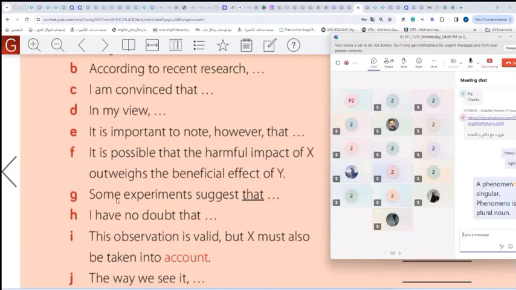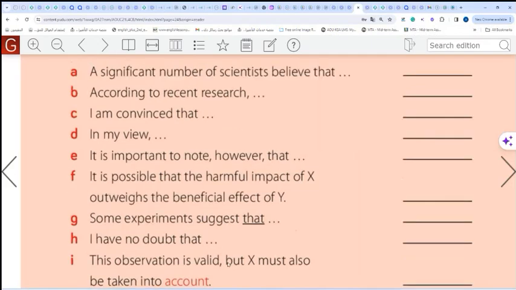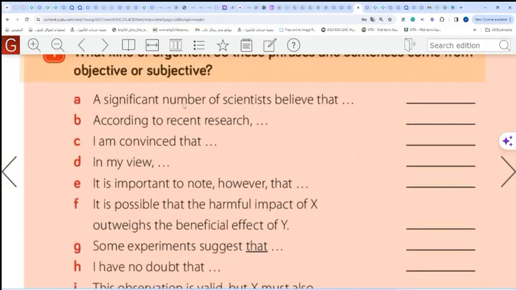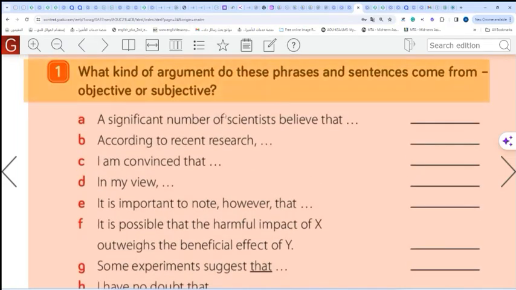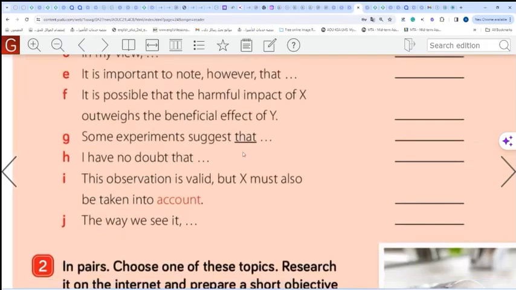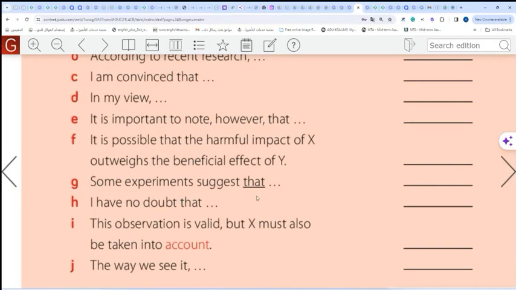When I say some experiments suggest that, it means that there is a number of scientists who suggest that. So is it based on your own opinion? Is it based on your own feelings? Is it based on your own experience? I'm sure subjective, doctor. Okay.